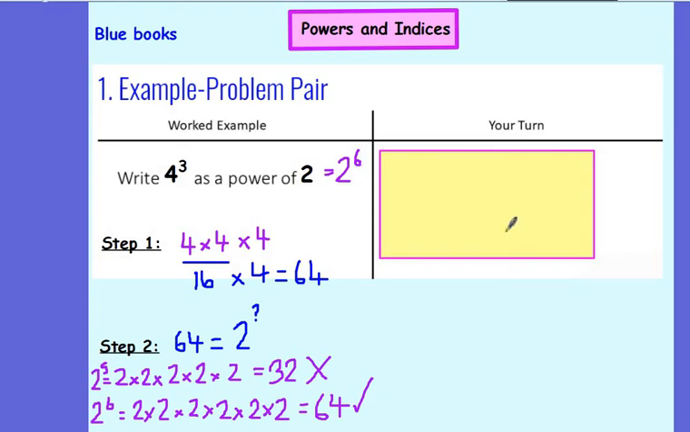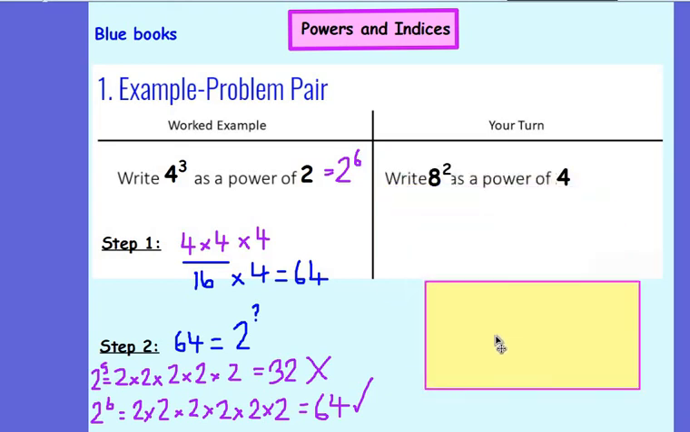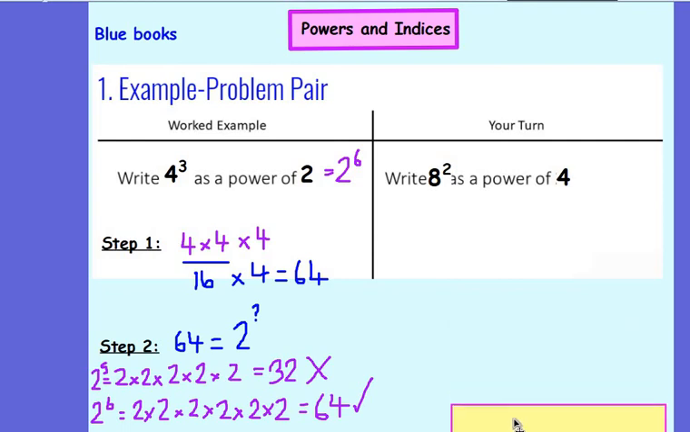Over to you, year 9. In your dark blue books or on your neat sheet of paper, can you have a go at this question for me? Can you write 8 squared as a power of 4? Remember to split it into 2 steps. Work out what 8 squared is first, and then write it as a power of 4. Pause the video for 5 minutes and work that out now, please.